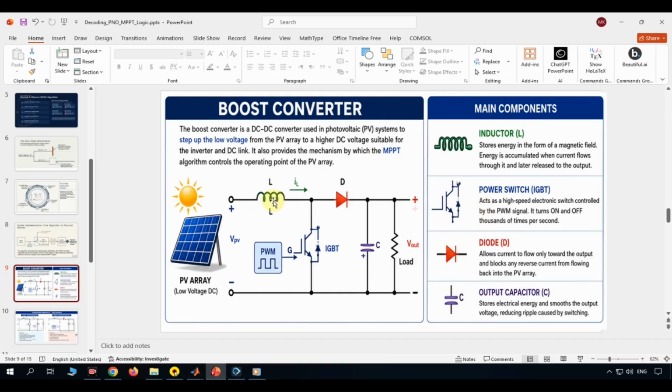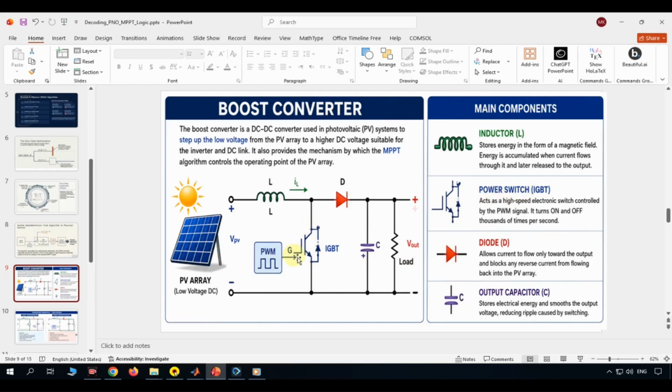The boost converter consists of 4 main parts: an inductor, a power switch implemented using an IGBT, a diode, and an output capacitor. Each component plays a specific role in the energy conversion process. The inductor is responsible for storing energy in the form of a magnetic field. Whenever current flows through the inductor, magnetic energy is accumulated. This stored energy is later transferred to the output, allowing the converter to produce an output voltage greater than the input voltage.